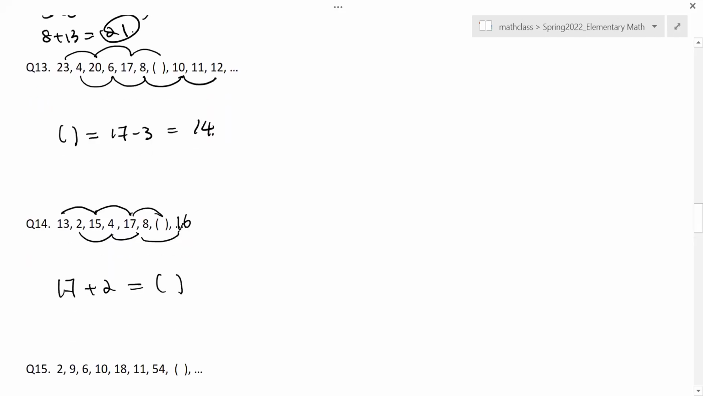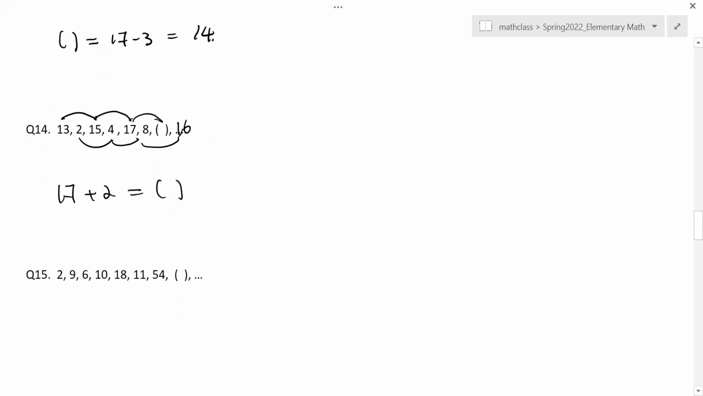All right, let's take a look at another one. So 2, 9, 6, 10, 18, 11, 54. I think this is also messed up with two sequences, mixed up with two sequences.